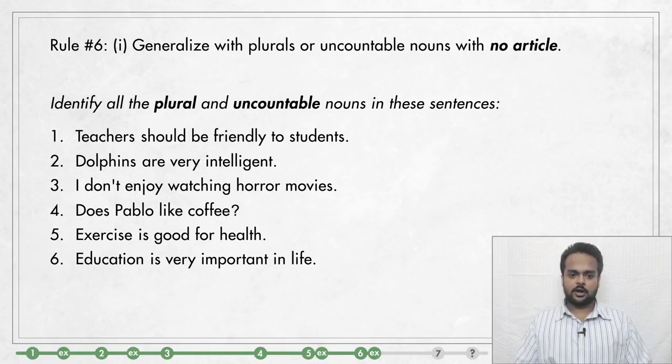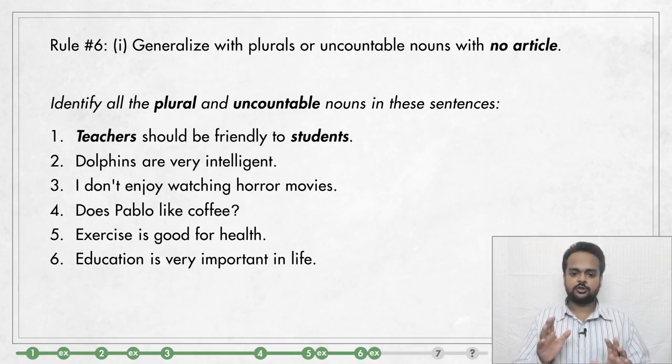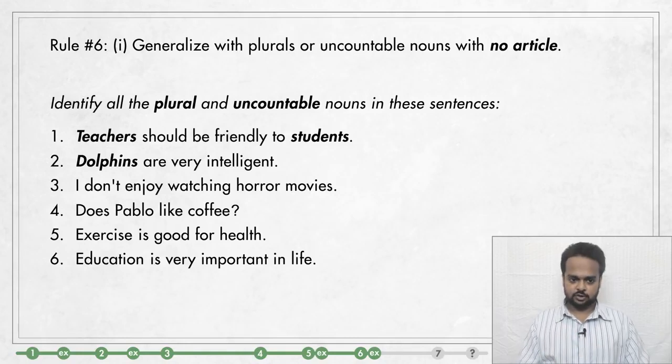Okay, in number 1, there are 2 plurals, teachers and students. Here, we're not talking about any one teacher or one student in particular. We're saying that all teachers should be friendly to all students. In number 2, dolphins is a plural noun. We're using it to say generally that all dolphins are intelligent.